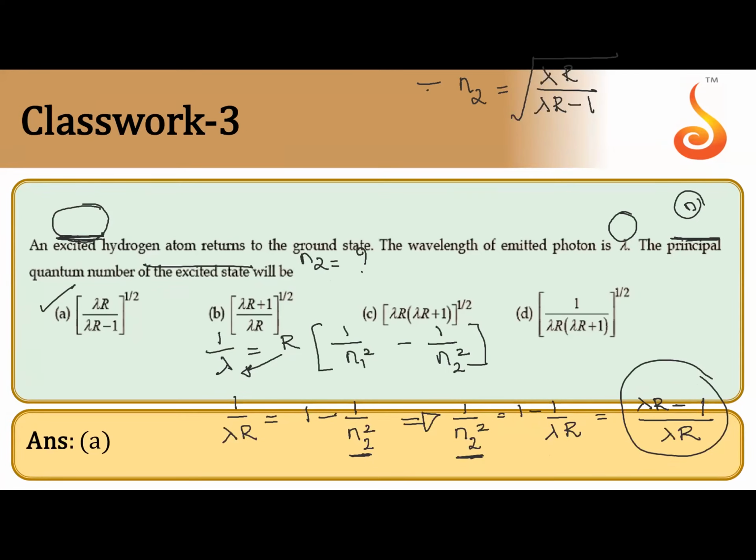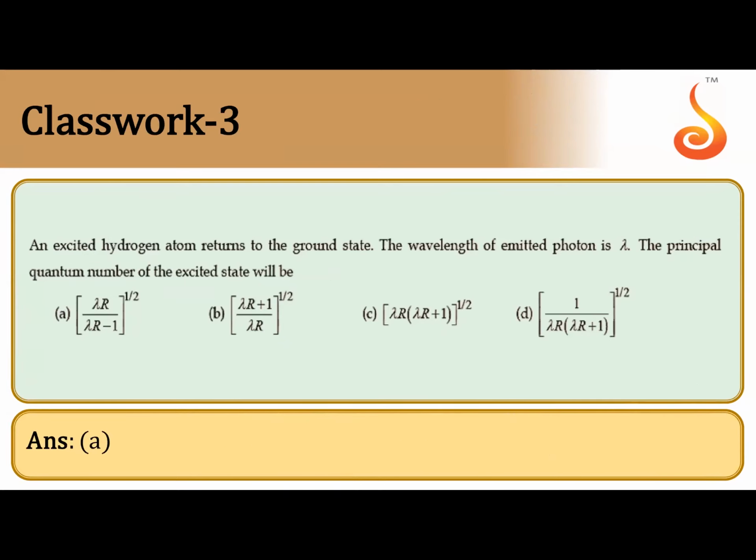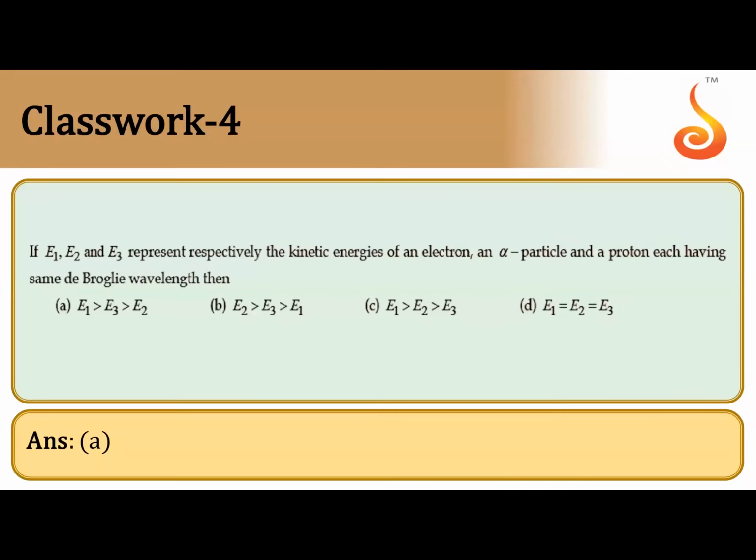So 3 is done. Fourth question here: E1, E2, E3 represent the kinetic energy of an electron, an alpha particle, and a proton, each having the same de Broglie wavelength. Lambda is same. So you need to find out what is the relation between their kinetic energy.